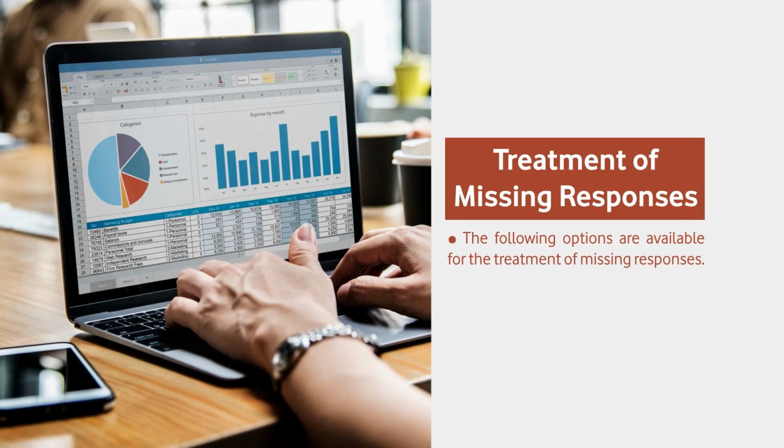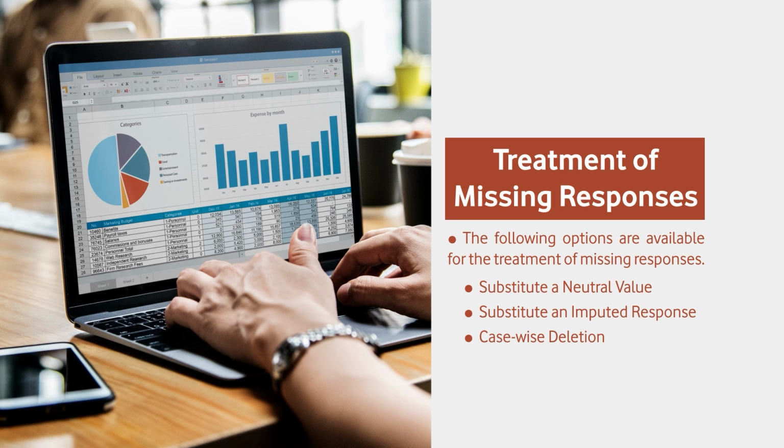So there are certain options available for the treatment of missing responses. There are four options available for a scholar. The first one is substituting a neutral value, the second option is substituting an imputed response, the third one is casewise deletion, and the fourth one is pairwise deletion. These are the options available for the treatment of missing values in the data set. Now let us discuss one by one what these four options are.